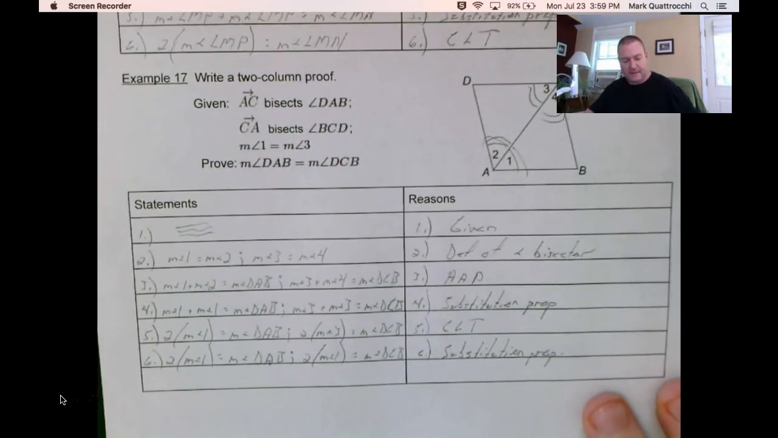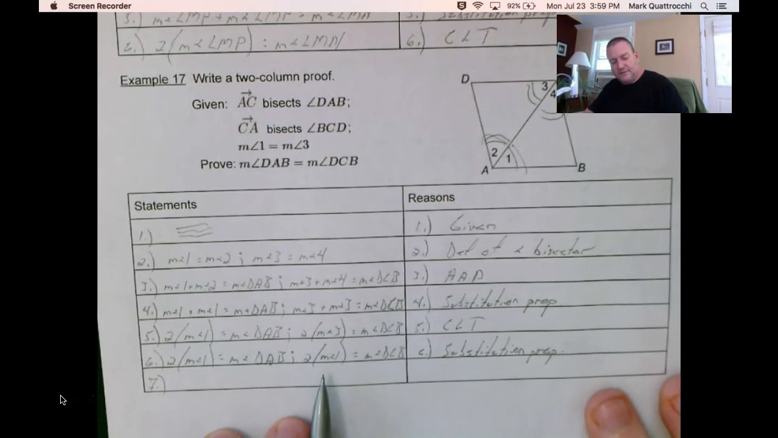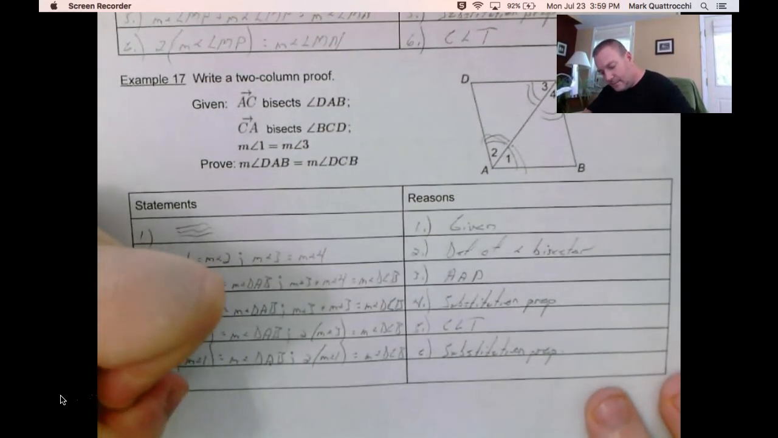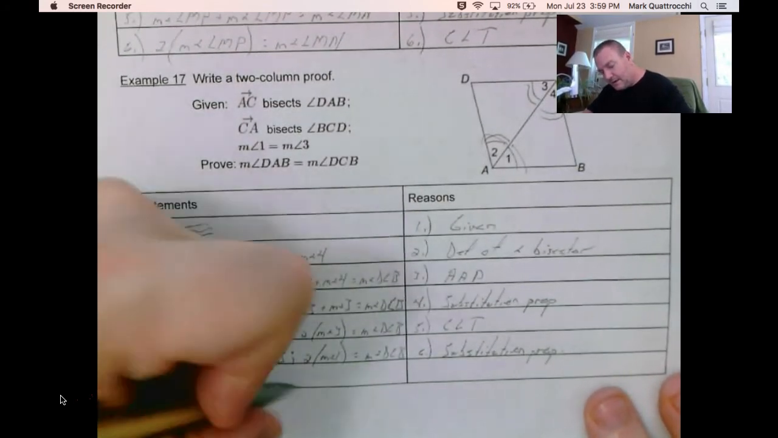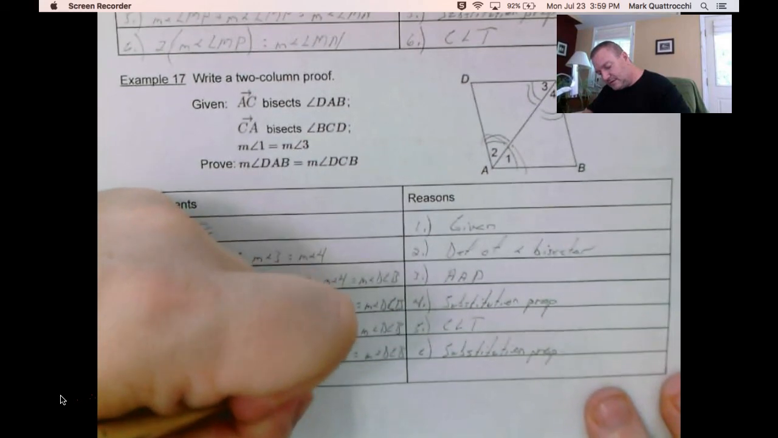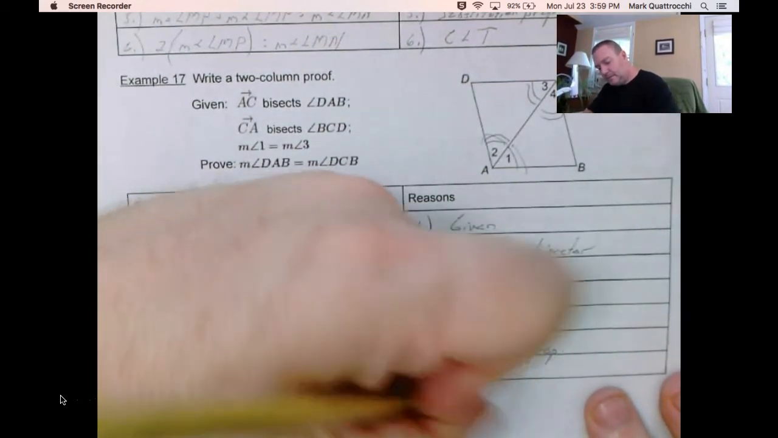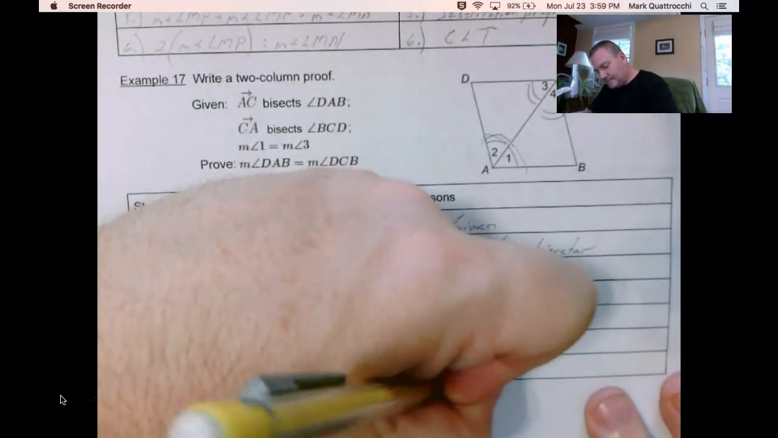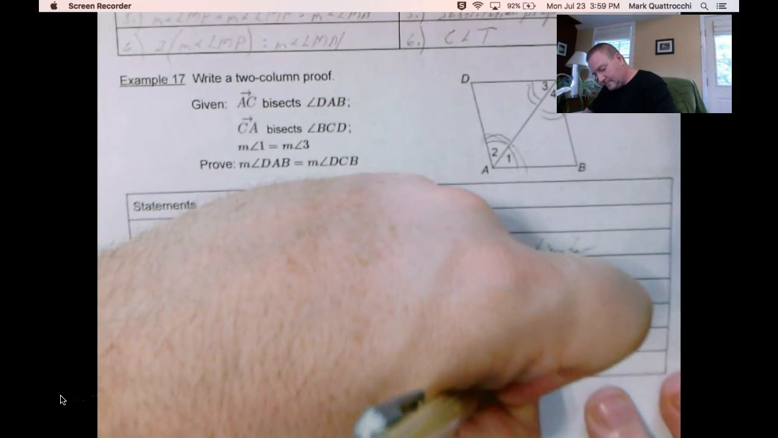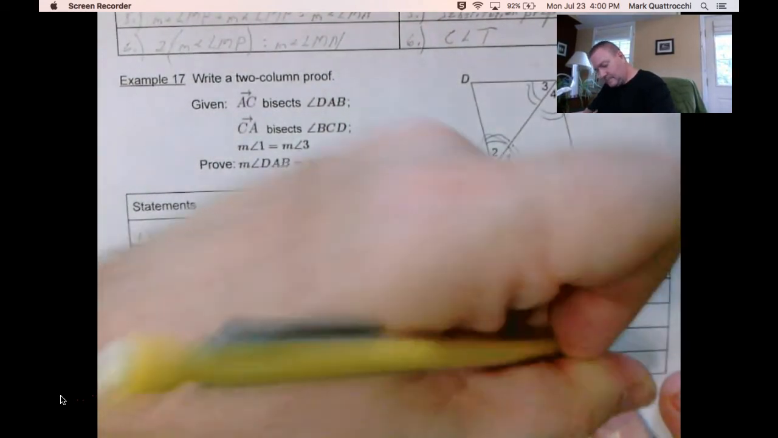And final statement. Instead of writing 2 times the measure of angle 1, I'm going to replace that with the measure of angle DAB. Measure of angle DAB equals the measure of angle DCB. Reason 7 is again substitution property. QED.